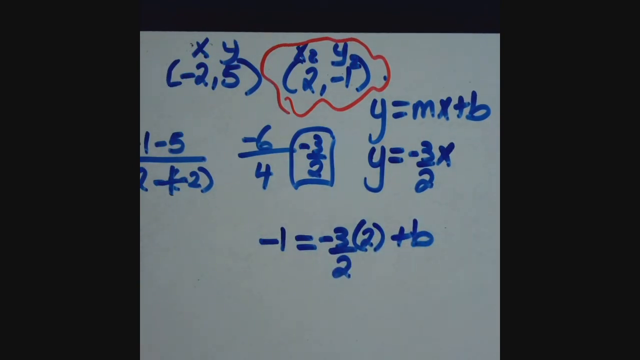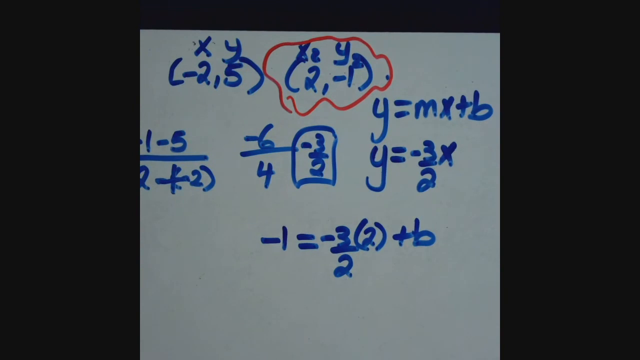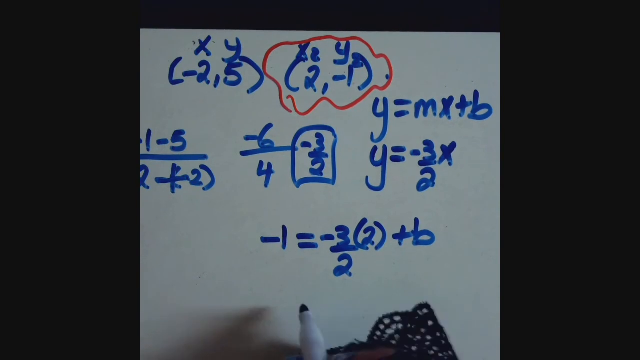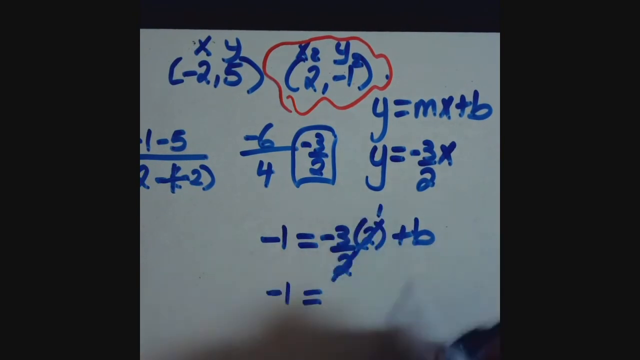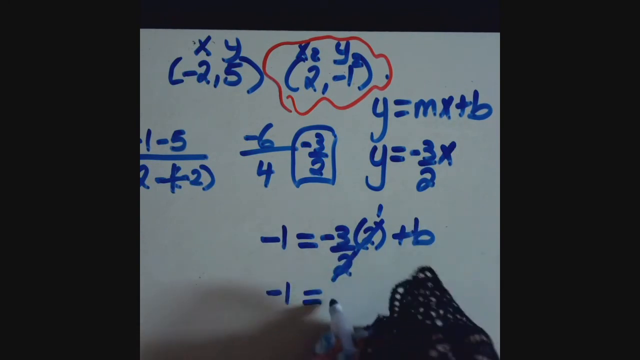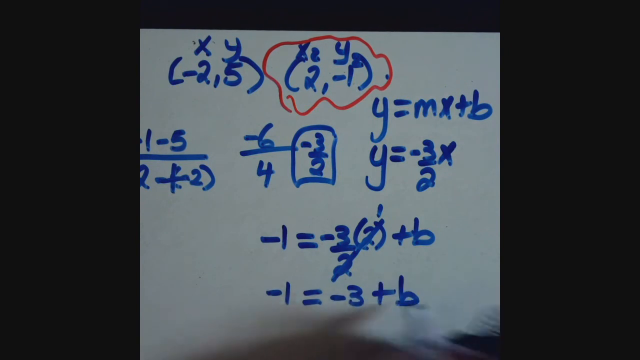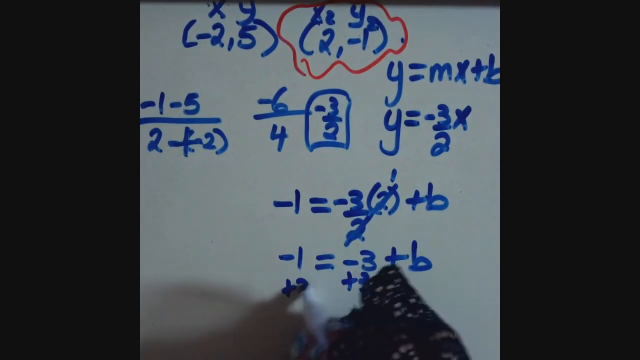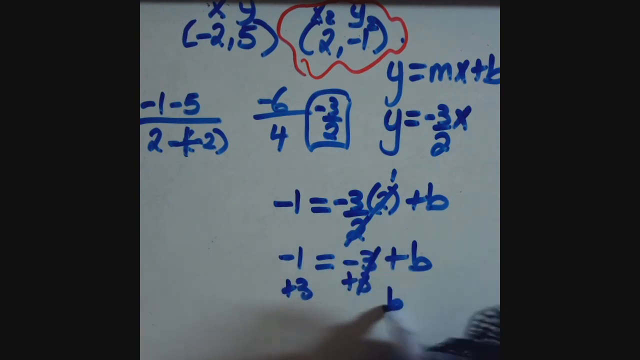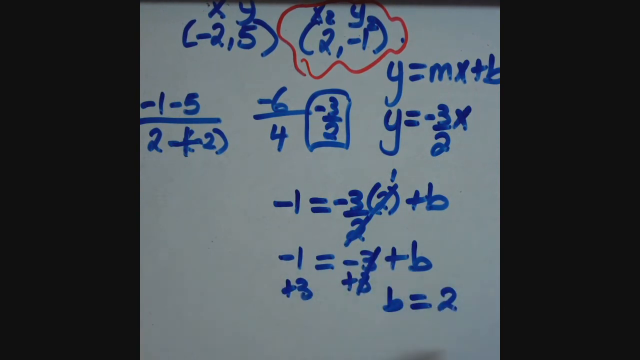The reason this works out real nice is because 2 and 2 are going to divide to 1, so that makes it real easy. You don't have to hassle with some fraction. So negative 1 equals 2 cancels to 1, and I have negative 3 times 1, which is just negative 3, plus b. Now I'm going to add 3 to solve for b. So b is 3 minus 1, which is 2.